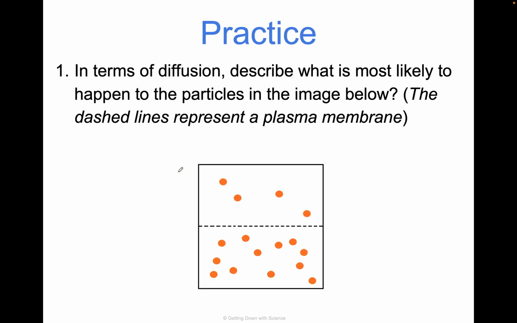Okay, in terms of diffusion, describe what's most likely to happen to the particles in the image below. We're going to do this ad nauseum in class. I hope that you said something along the lines of moving from high concentration to low concentration. Represent a plasma membrane. Great. You may even ask here, well, is this a large molecule? Is this a hydrophilic molecule? Can it not pass through here? Where's my channel protein? There's a number of things you could have said. I'm sure all of them were somewhat right, and I'm very excited to talk about it.